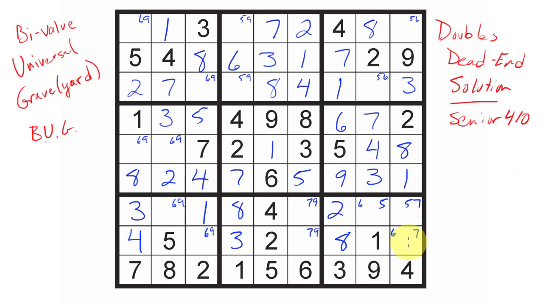We would actually end up with a problem, and that's what's called the bi-value universal grave or graveyard, or bug. It's a dead end situation. That's why I call it dead end here, because there's no logical solution. You cannot find a logical solution when everything is double doubles, triple doubles, and so on. So the solution is based on the thought that if this wasn't a 6, you'd have a problem, then it must be a 6.